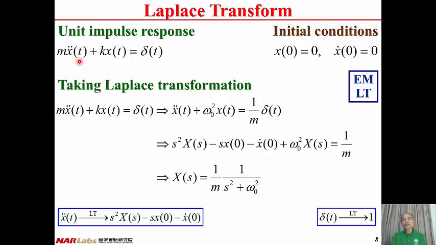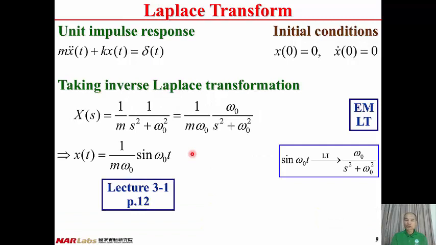Now we take the Laplace transformation of this differential equation. The Laplace transform of the second derivative equal to s squared times X(s) minus s times x(0) minus x dot(0), plus omega 0 squared times X(s), the Laplace transform of x(t), equal to the Laplace transform of delta t, which is 1, divided by m. Because of the zero initial conditions, these terms vanish. Therefore, we can solve for X(s) equal to 1 divided by m times 1 divided by (s squared plus omega 0 squared).